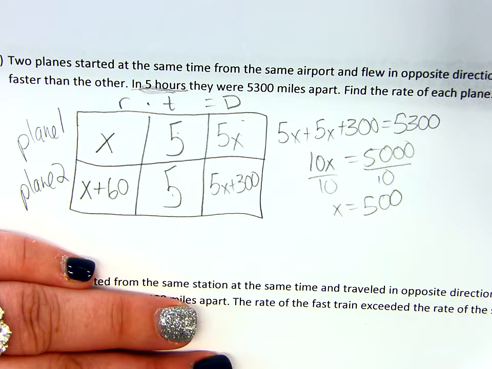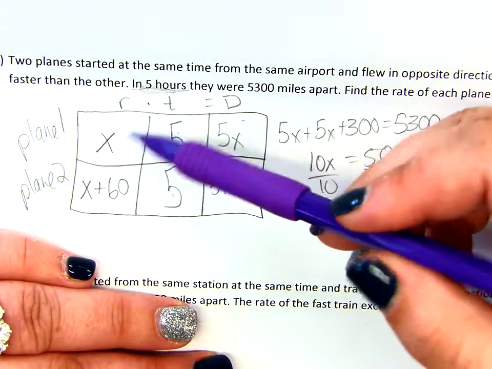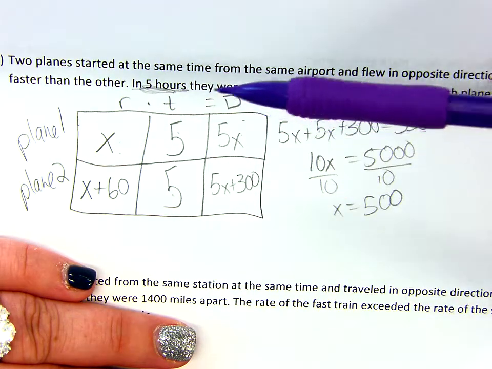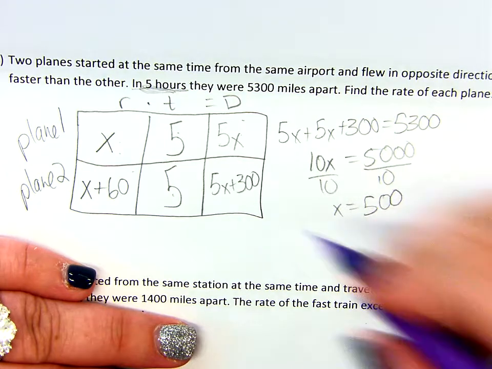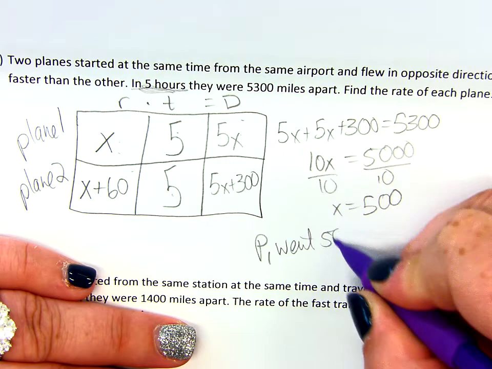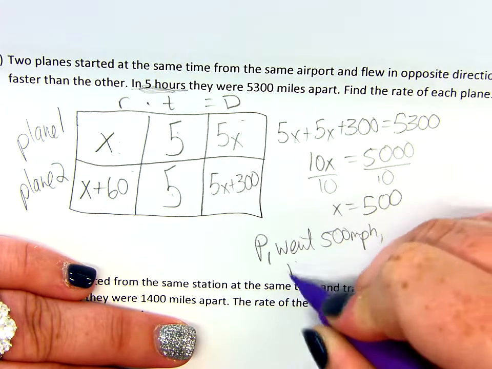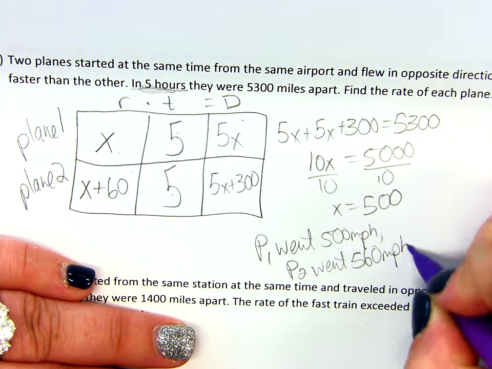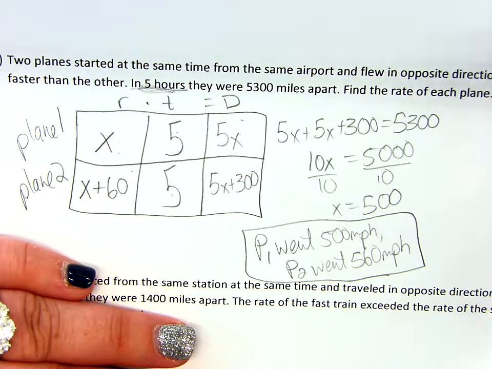What did X stand for again? Look at your chart. What's X representing? The rate of what? Yeah, that's the rate of plane 1, which means that the rate of plane 2 must be 560. Yeah, that's it. So plane 1 went 500 miles per hour. Plane 2 went 560. And we have finished another one.